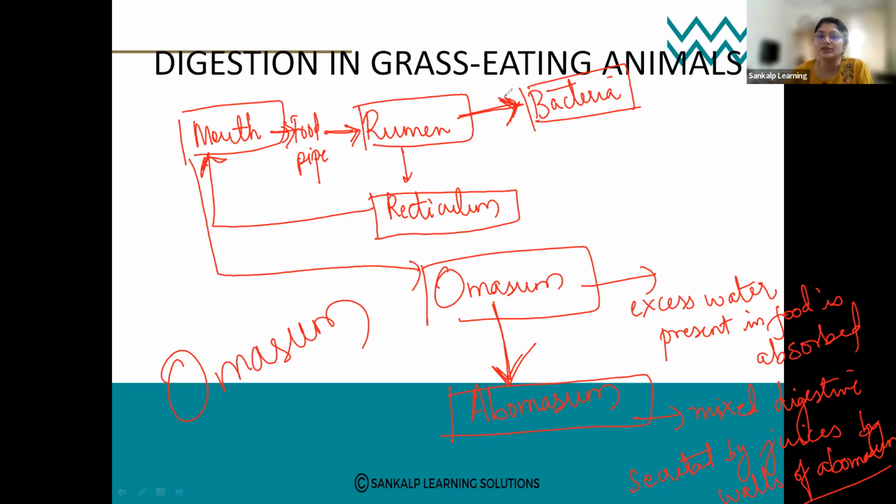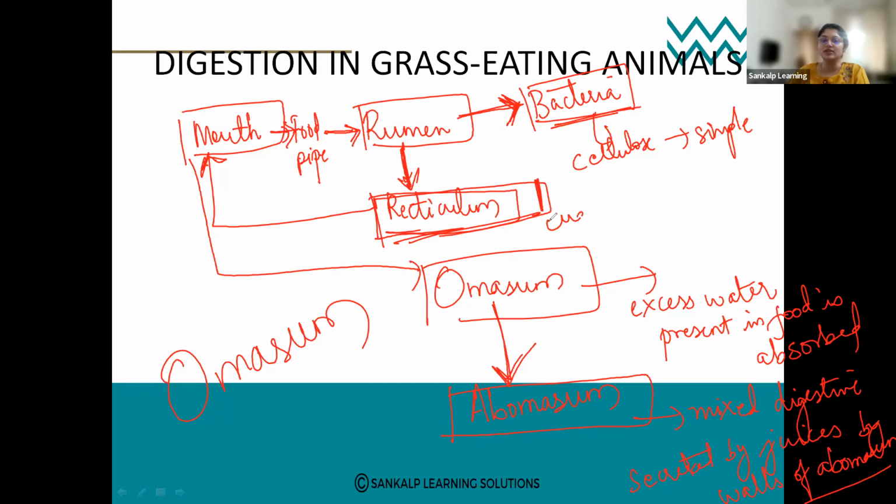Now, what is happening in the rumen? Bacteria are present. This bacteria will help to degrade the cellulose to simple sugars. Then whatever partly digested food is there is passed to the reticulum. In the reticulum, the partly digested food, which is called the curd, is sent back again to the mouth.